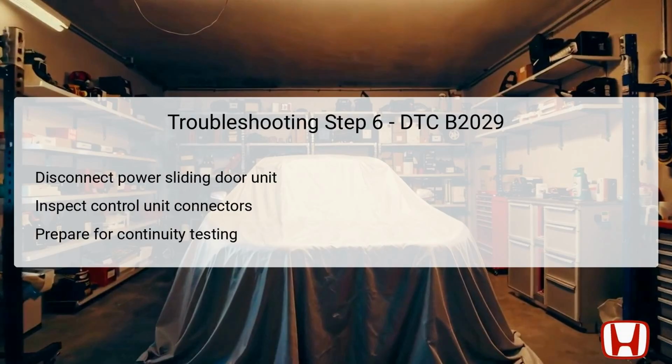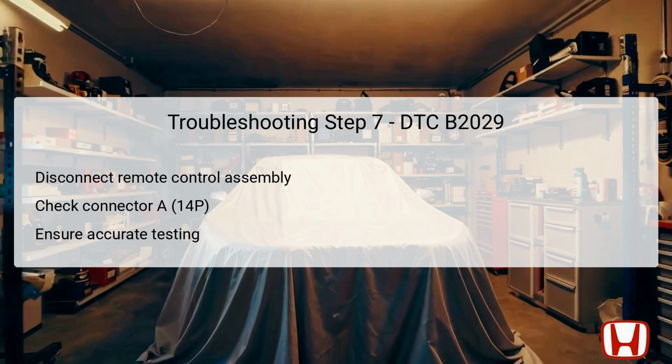The disconnection will facilitate continuity testing, where the technician can check for proper electrical pathways. Understanding the specifics of this step is important for diagnosing whether the control unit itself is functioning properly, or if the wiring has a fault. This procedure is critical in narrowing down the type of failure present in the system.